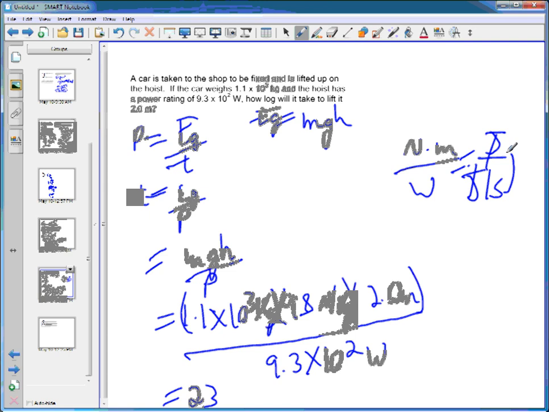So we have 23 seconds. That's how long it will take to lift that car up 2 meters in the air with that hoist.